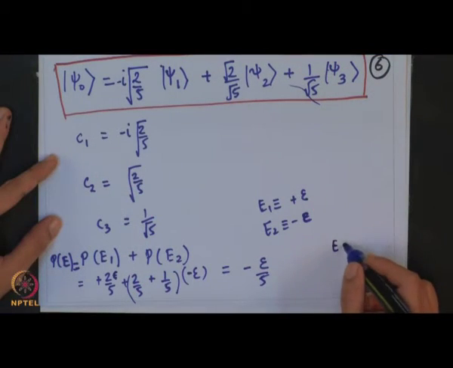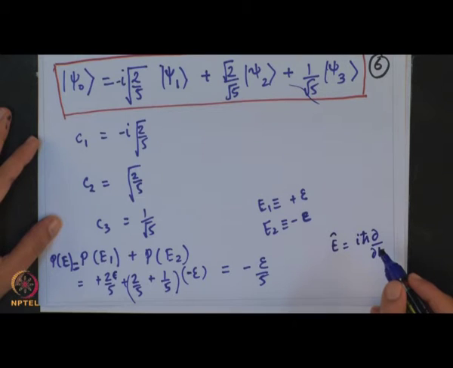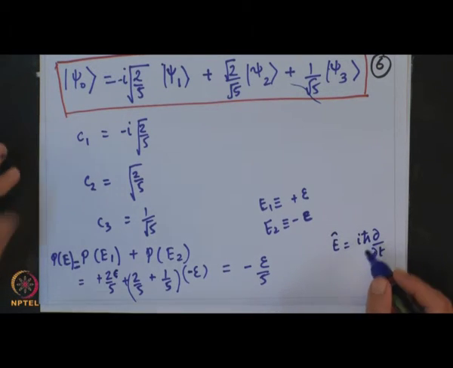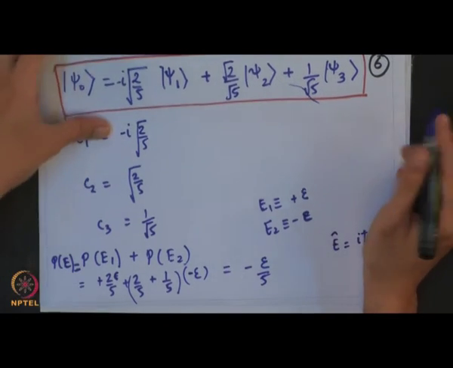Finding the expectation value is again a simple task wherein you will write the time dependent Schrodinger equation, use the time dependent wave function and then calculate the energy eigenvalue. Remember that the energy operator is written as i h cross dou by dou t. This is the energy operator. So, using this you can get the expectation value of energy. Let me give you a hint.